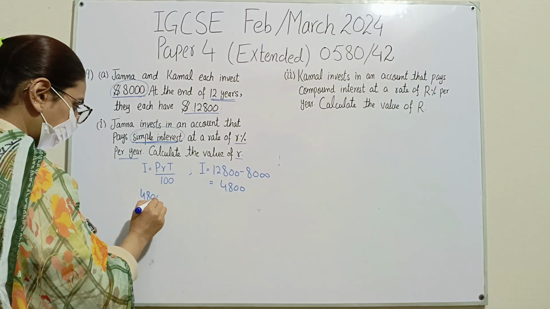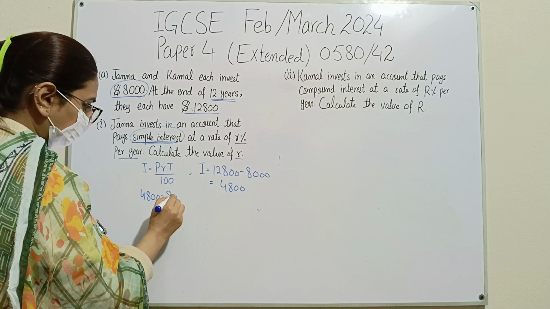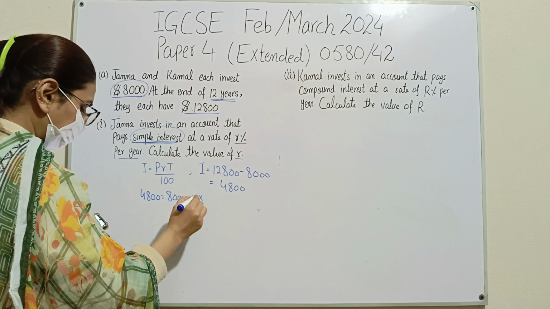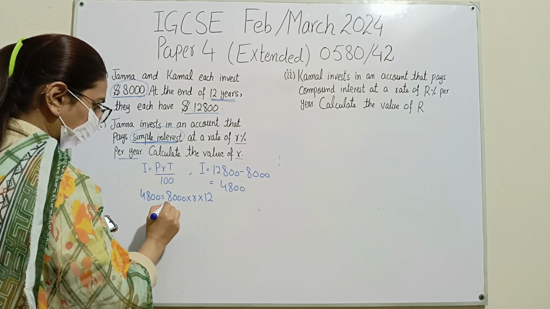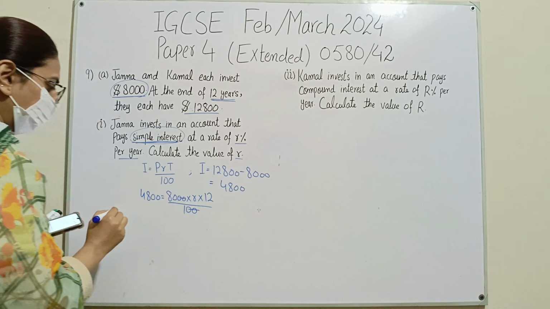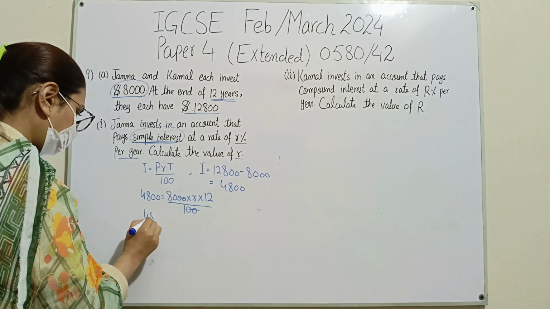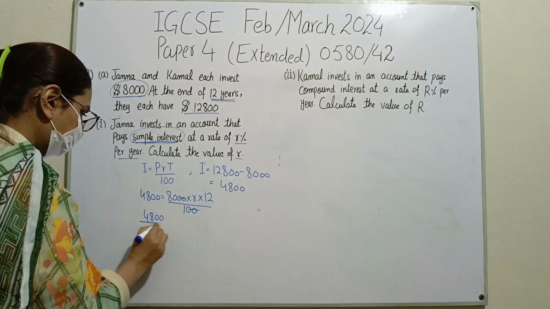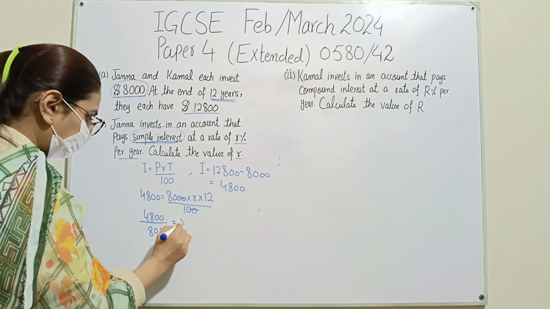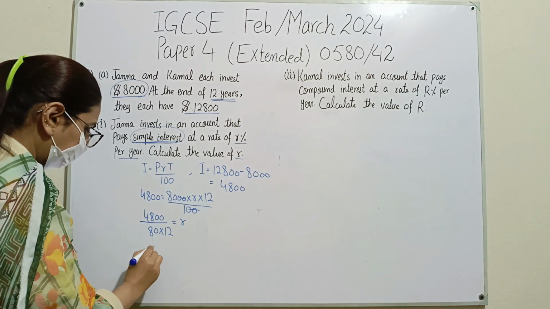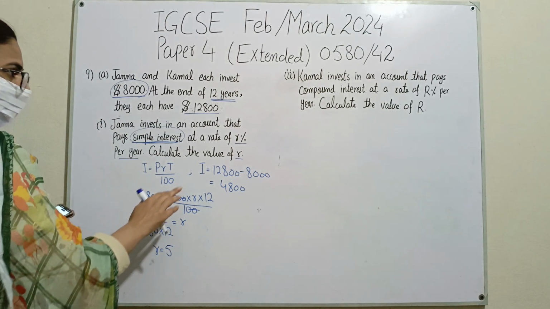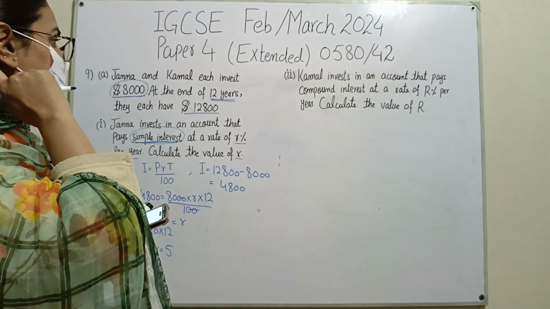Interest value is 4800, principal value is 8000, that is given in the question, the value of R is to be calculated and the value of T is 12. While this is 100, you have to solve these figures together. 4800 by 8000 multiplied by 12. Here it is R. So the value of R will be 5. Let's come to the next question.